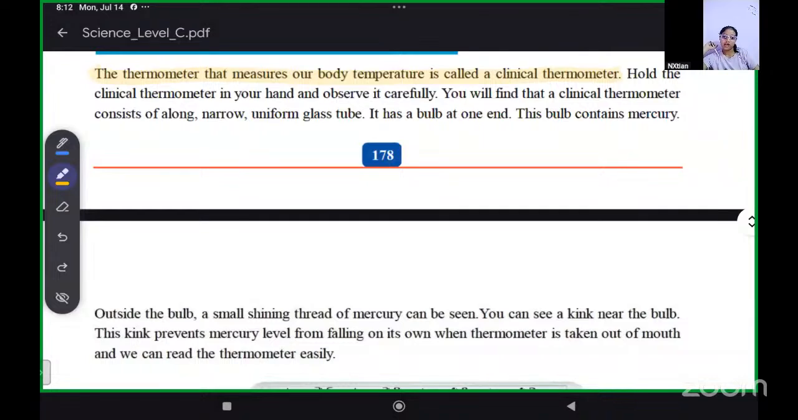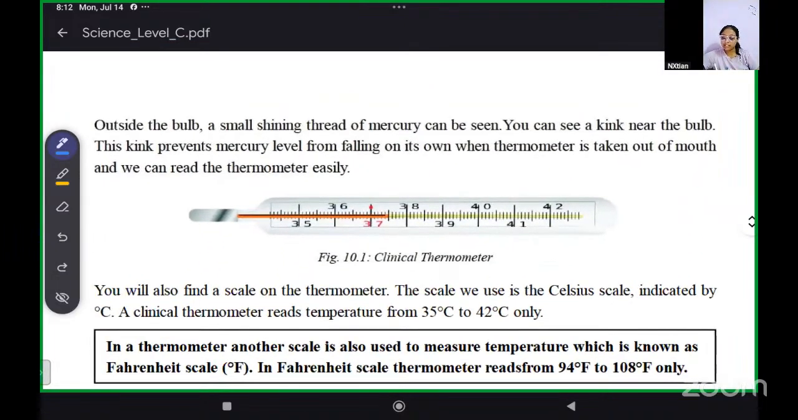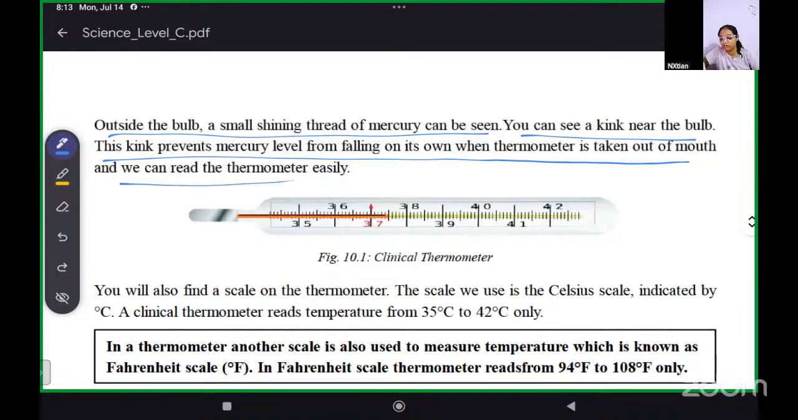Now you will find that a clinical thermometer consists of a long, narrow, uniform glass tube. It has a bulb at one end. This bulb contains mercury. Outside the bulb, a small shining thread of mercury can be seen. You can see a kink near the bulb. This kink prevents the mercury level from falling on its own when the thermometer is taken out of the mouth, so we can read the thermometer easily.